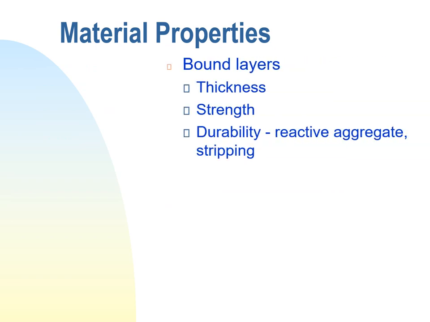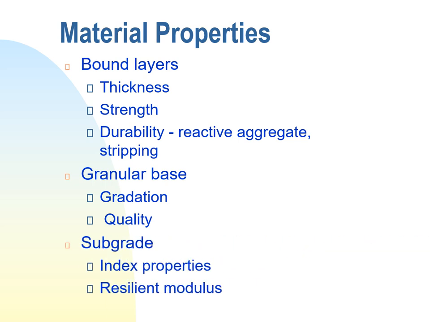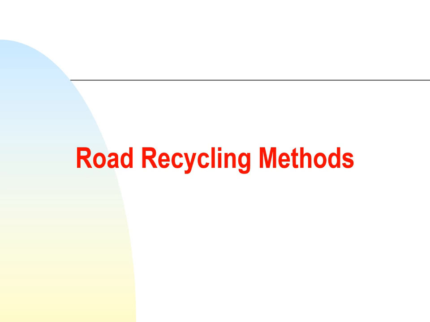Okay, the material properties that you are getting in this regard. In the case of bound layers, you can get thickness, strength, durability, and reactive aggregate or stripping issues you can analyze. Granular base, gradation and the quality of the aggregate. Subgrade case, the index properties and the resilient modulus. Okay, now we have reached the road recycling methods.